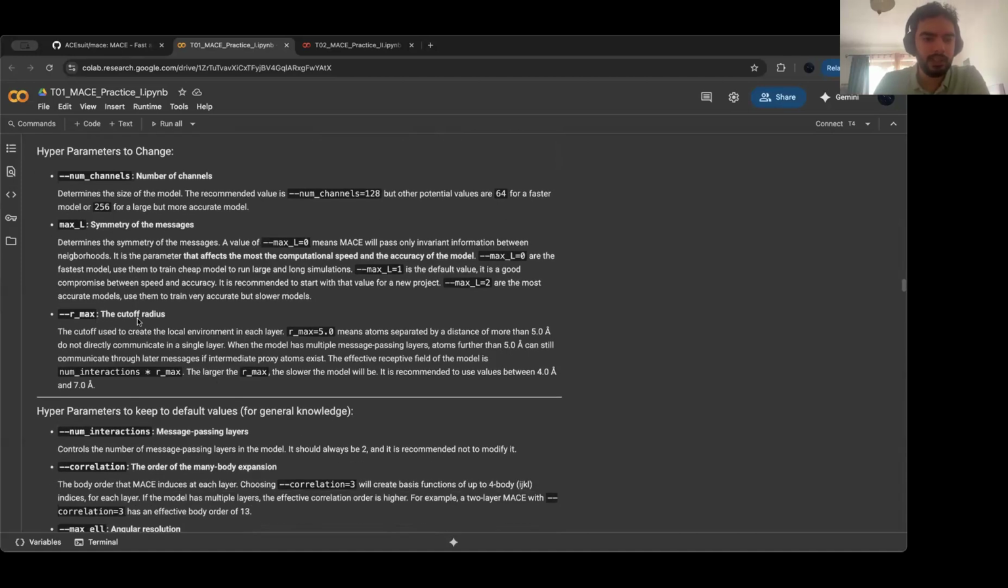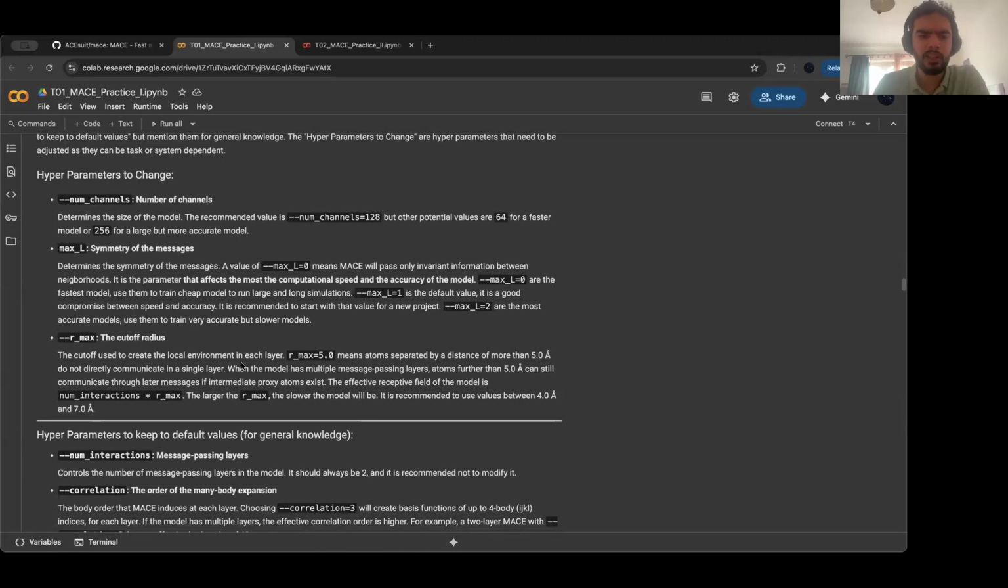And then the cutoff, which I think is the most system dependent parameter here. So you have systems where you have like large atoms, you know that you need a 7 angstrom cutoff. And then you have systems where you have short bonds, and then you can go to 5 angstrom.